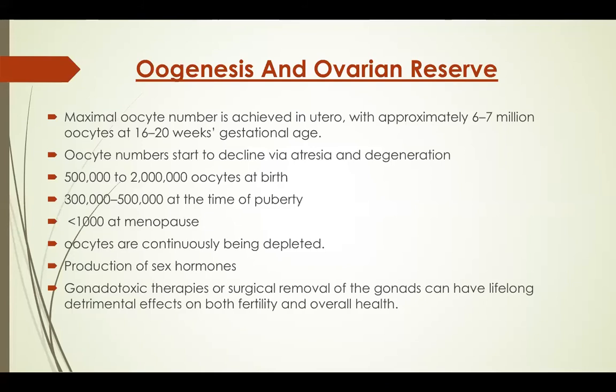But unfortunately, with atresia and degeneration, this decreases to 500,000 to 2 million at childbirth. Atresia and degeneration continue, and it may reach 500,000 at the time of puberty, and less than 1,000 at menopause. And with every cycle, the oocytes are depleted, and there is some atresia. The ovary is not.